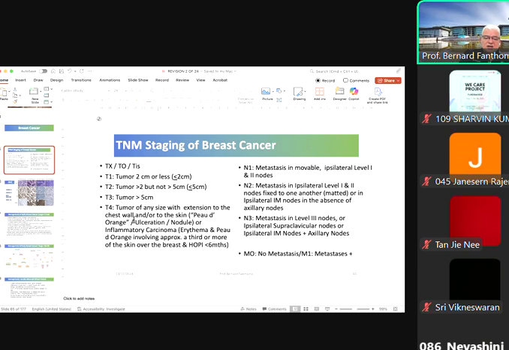And if it has extension to the chest wall, that is to the ribs or intercostal muscles, then it is T4. If it has caused ulceration or a nodule on the skin, it is T4. And if it has created this peau d'orange appearance, it is T4. And the fourth category is inflammatory carcinoma of the breast. So please remember, in inflammatory carcinoma, it is not infection. It is only an appearance like infection, where there is erythema and peau d'orange involving more than one third of the skin over the breast, and additionally the history of present illness is less than 6 months.